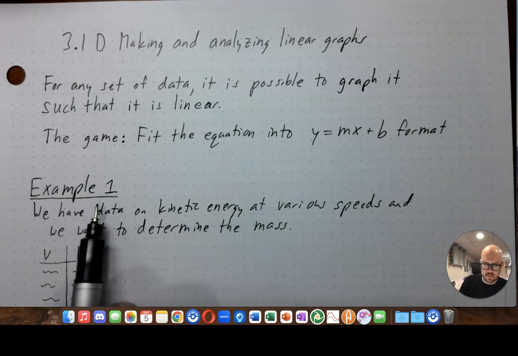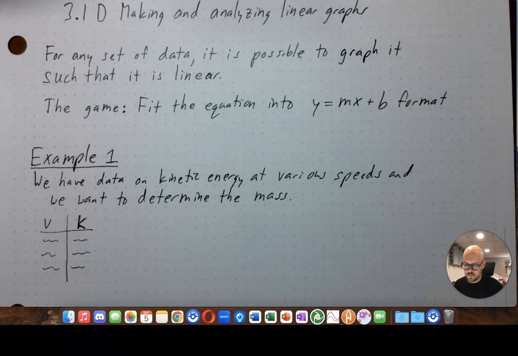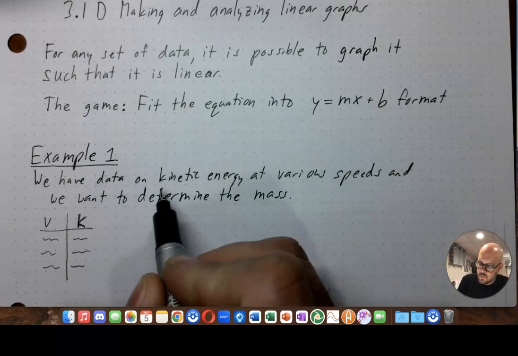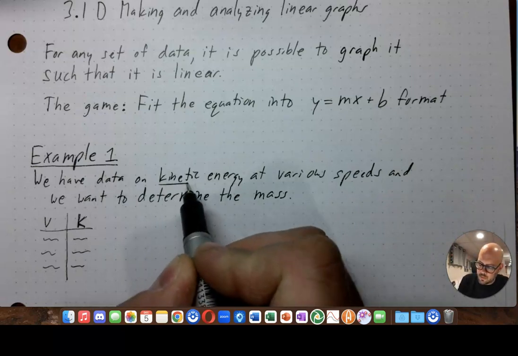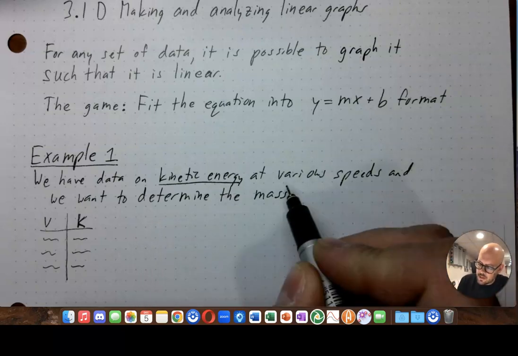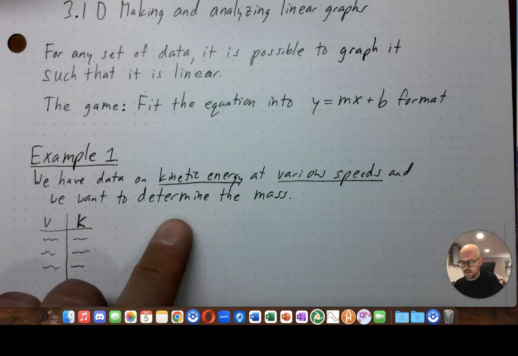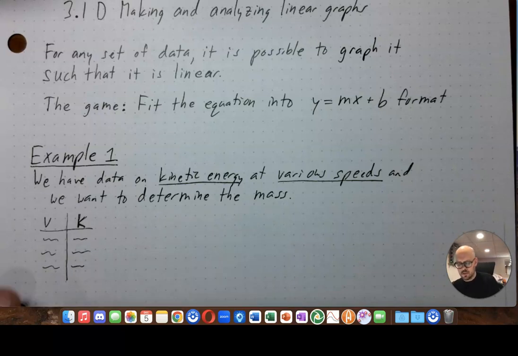So the way this works is we imagine an experiment has been conducted and that we have a set of data where there's two variables that we have recorded. In this first one, we're going to start with something familiar to this unit. We have data on kinetic energy at various speeds. Now, this experiment is kind of a farce because there's no kinetic energy measuring device that exists. We would have to measure mass and speed to get that. But we're just going to imagine that we have kinetic energy and speed data for an object.